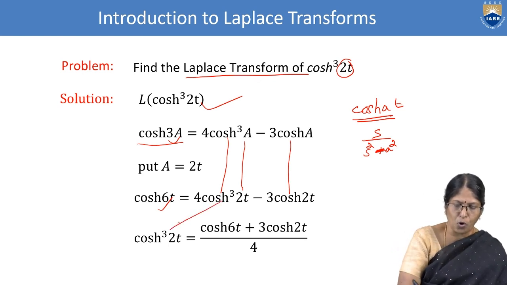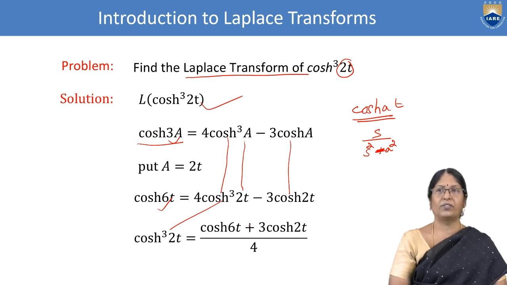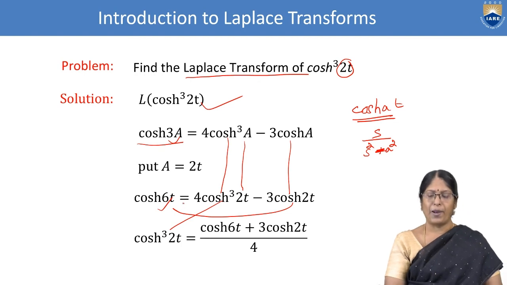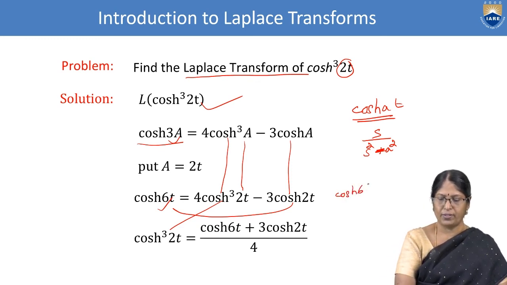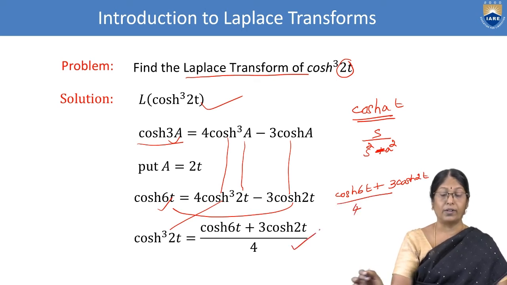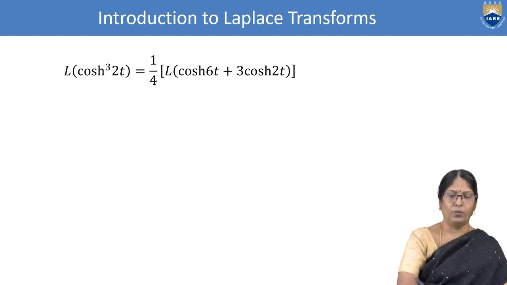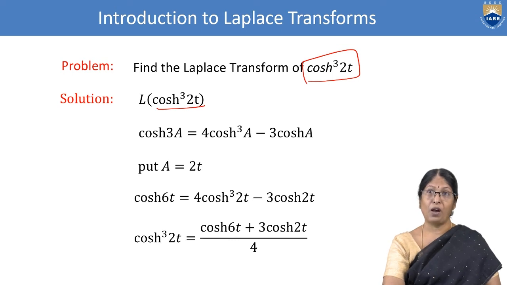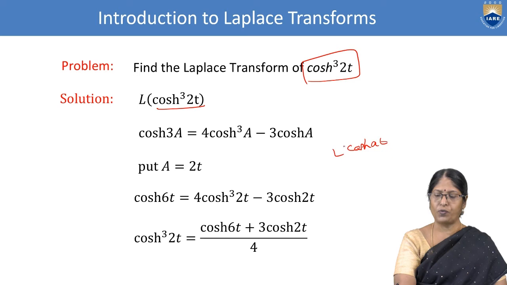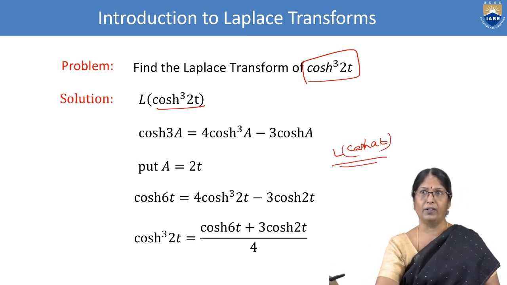Now cos h cube 2t is nothing but cos h 6t, which we are bringing here, plus 3 cos h 2t, divided by 4. It's a very simple thing. That's what is written here. So the equation cos h cube 2t, first we simplify it, because only the Laplace formula for cos h at is available with us. The point should be very clear. According to that, how to modify our question? Yes, we modified it with the help of this trigonometric formula.